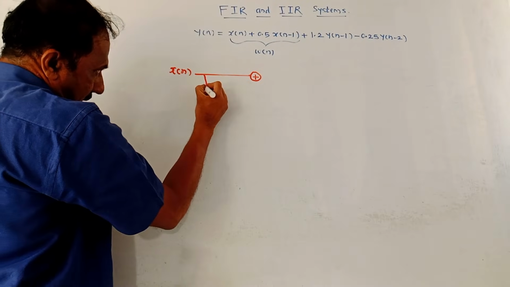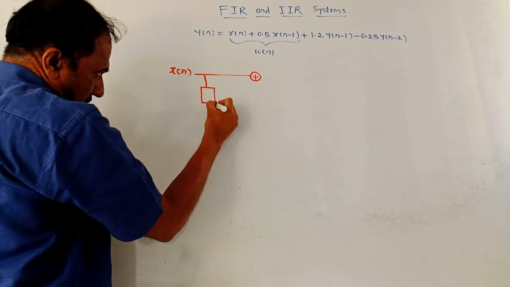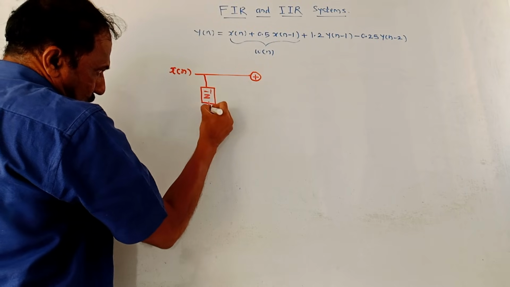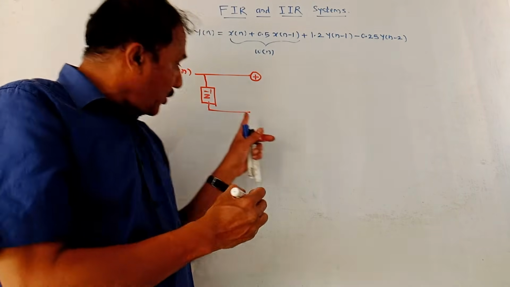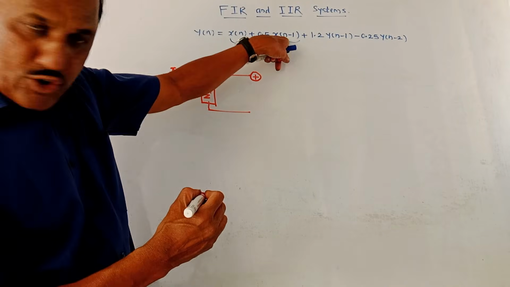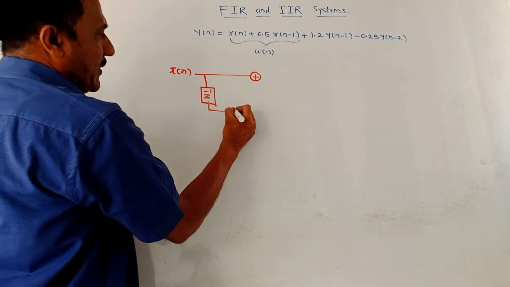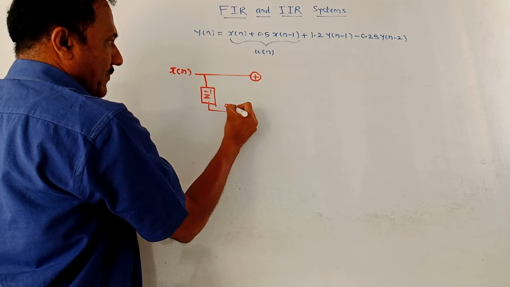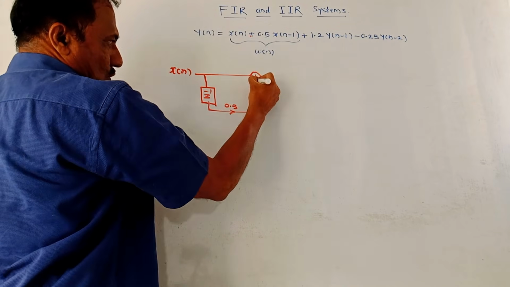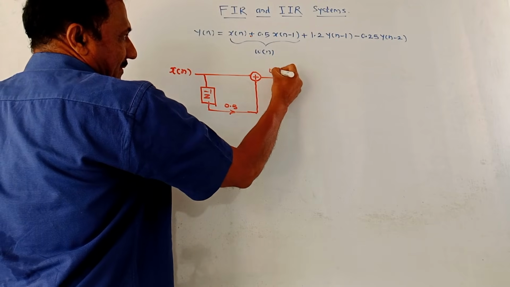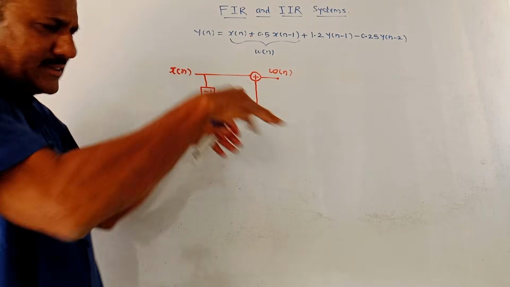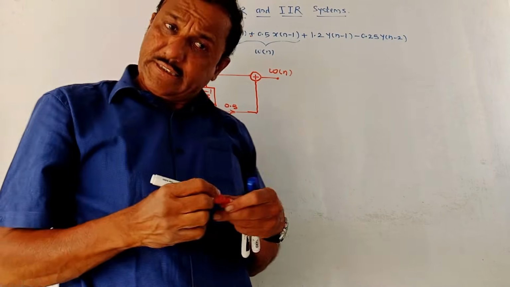So I will draw one block related to z raised to minus 1. This is delay by 1. At the output of this delay block, we are getting x of n minus 1. It is multiplied with 0.5. So I will write here 0.5 and it is added. So I will join this to this adder. This output I will denote it by w of n. It is similar to the earlier part what we discussed.